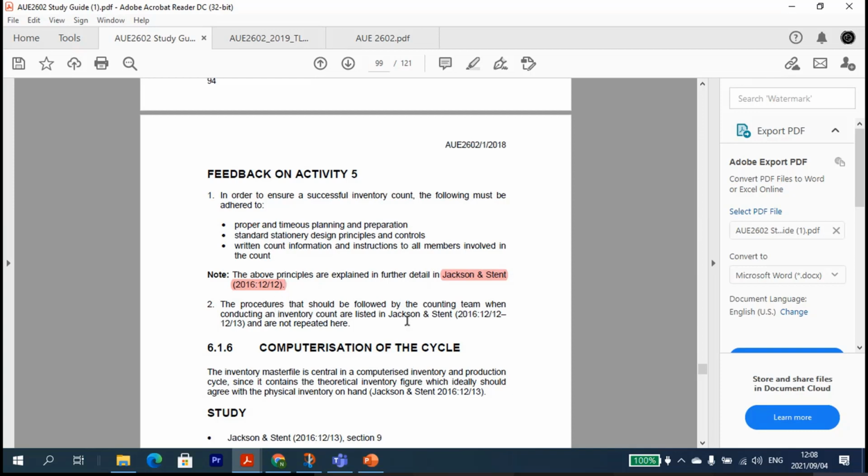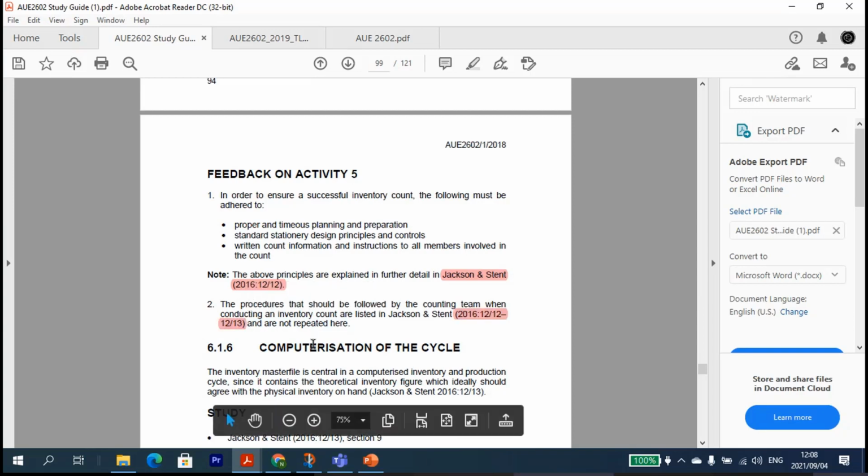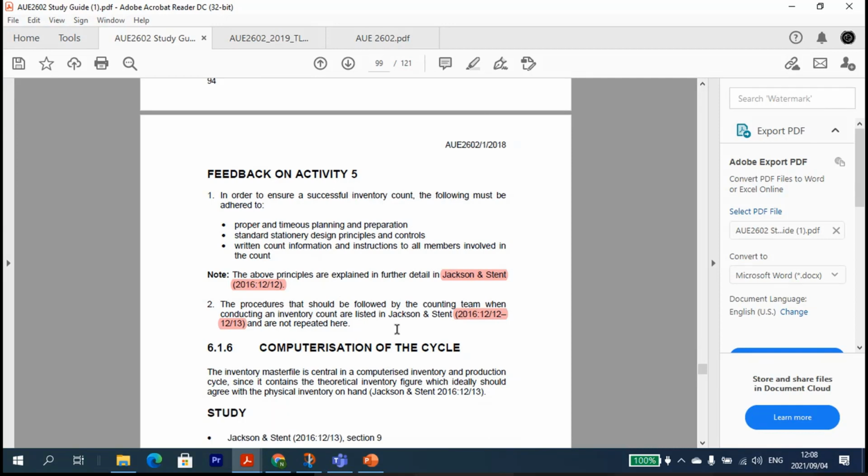Marika, do you have it, or anyone, Jackson and Stent, do you guys? I have it open. I'm just looking for the correct page. Okay, so they're saying 12 to 13.